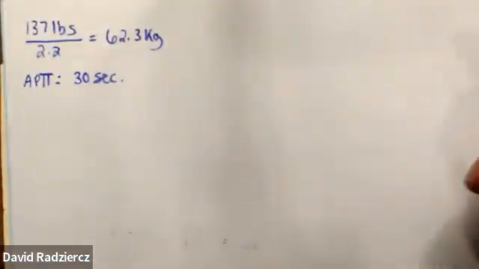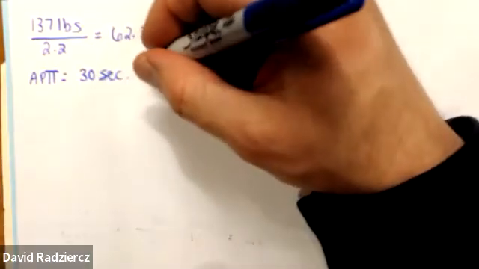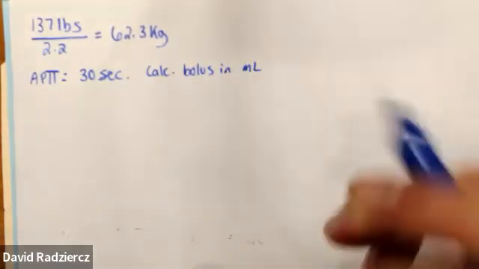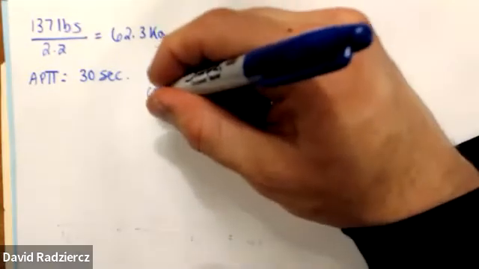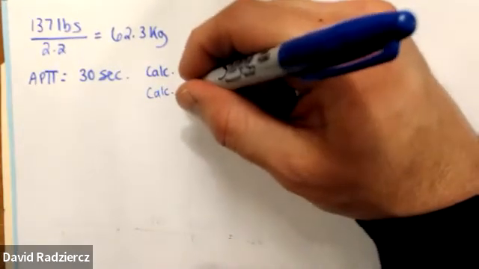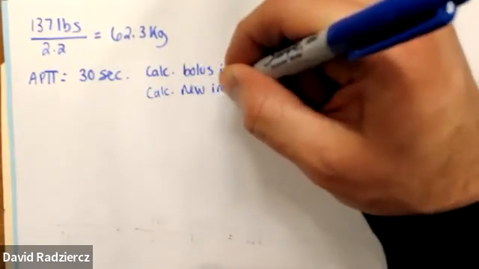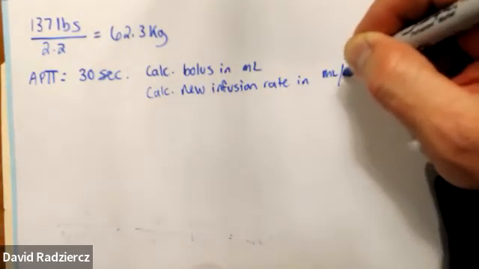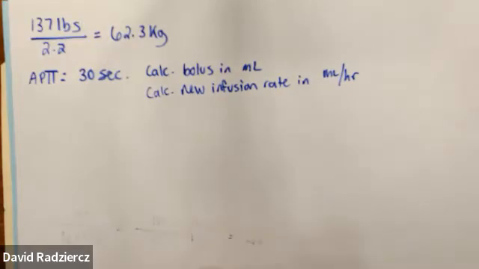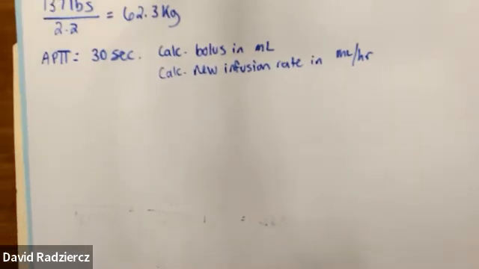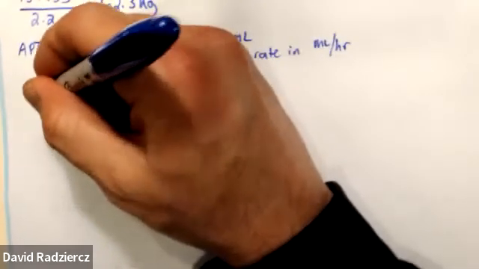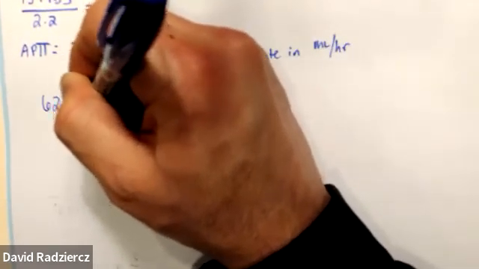So the 2 questions are, we're going to calculate the bolus in milliliters and calculate the infusion rate in milliliters per hour. So those are the 2 questions we're going to answer. We're not going to try, we're going to do it. So step 1, 62.3 kilogram patient.